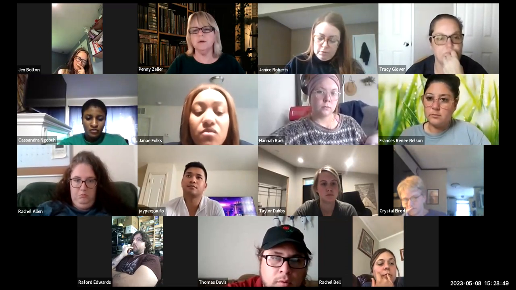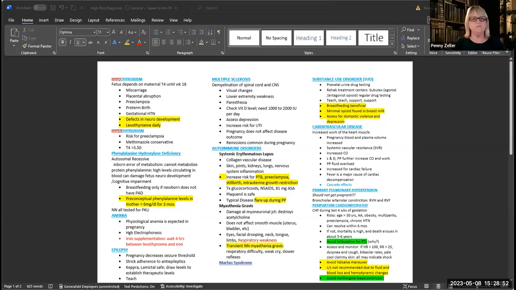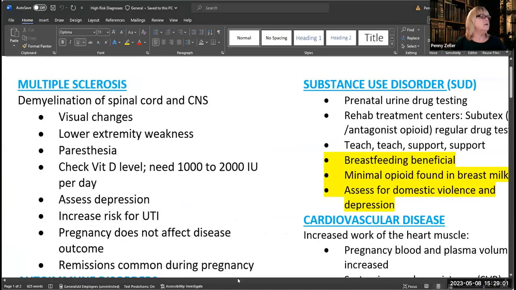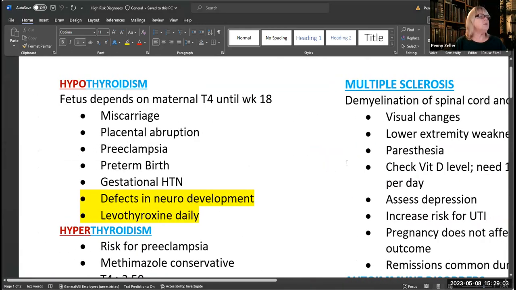So here's that document, Janae. Okay, so it's kind of hard to read in this format. Let me see if I can enlarge it a little bit. Okay. So let's start with the first one.